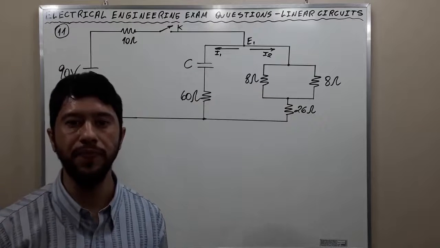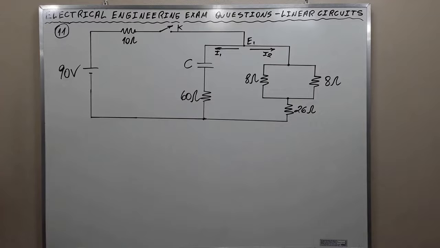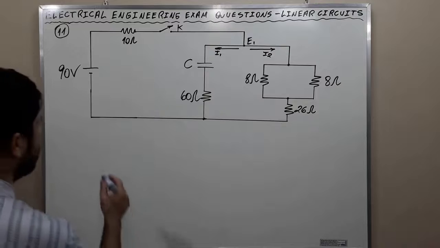Question 11. For the electrical circuit of the figure, calculate the electrical current that flows through the 60 ohms resistor immediately after the switch is closed, and the current that flows through the 26 ohms resistor after steady state is reached. Okay, my friends, this is the question. Let's go to the solution.